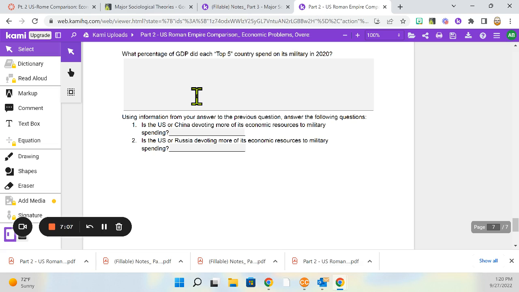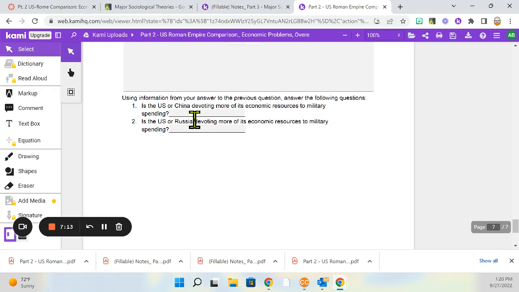We know how much money those countries can afford to spend. And then finally, thinking about two of America's rivals, China and Russia, I want you to answer these questions. Is the U.S. or China devoting more of its economic resources to military spending? So think about that percentage of GDP, and then same question, but for comparing the United States and Russia.